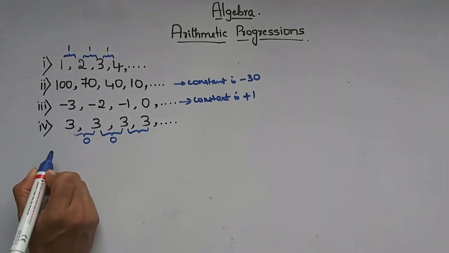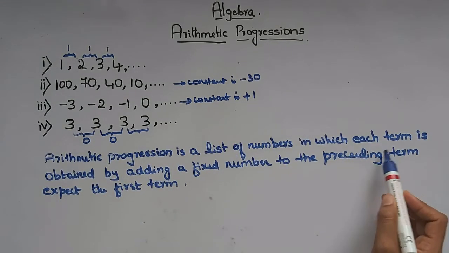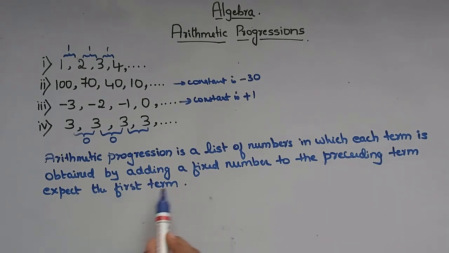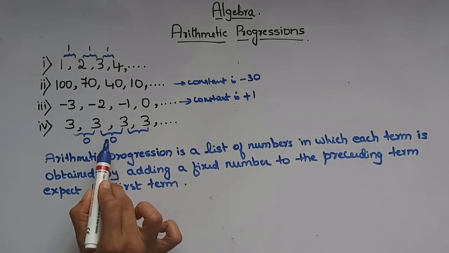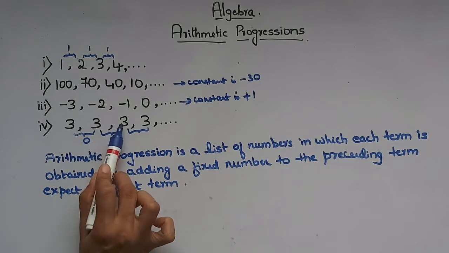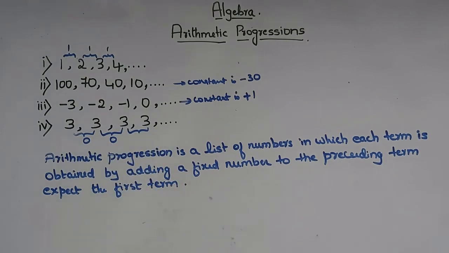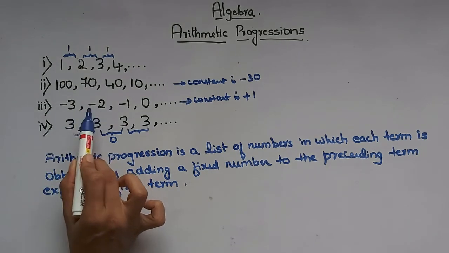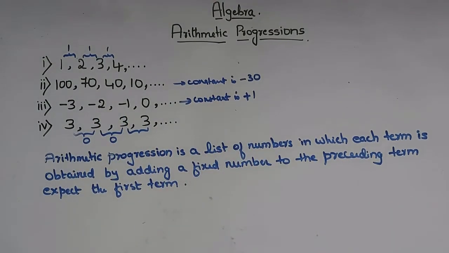So now let's write the definition of arithmetic progression. Arithmetic progression is a list of numbers in which each term is obtained by adding a fixed number to the preceding term except for the first term. That is, here the fixed number is nothing but your constant, right? That is 3 plus 0 is 3, and so on. In this case minus 3 plus 1 is minus 2. So minus 2 plus 1 is minus 1. So the fixed number in this case is plus 1, right?